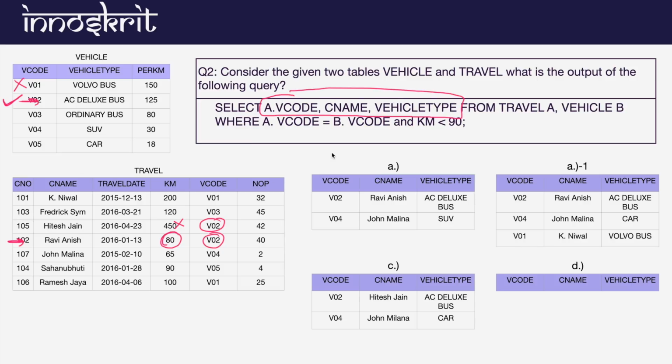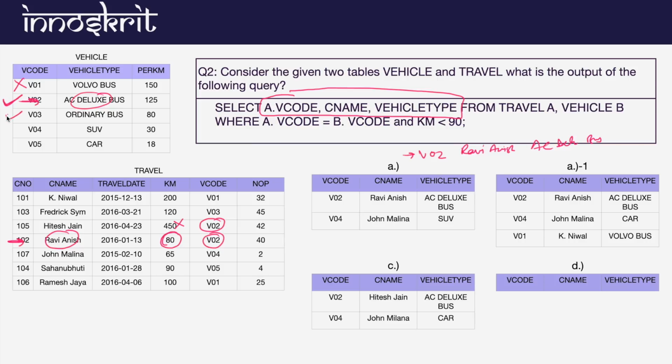So what is the V code? V code is V02. What is the CNAME? CNAME is Ravi Anish. And what is the vehicle type? The vehicle type is AC Deluxe bus. So this is going to be in our result.